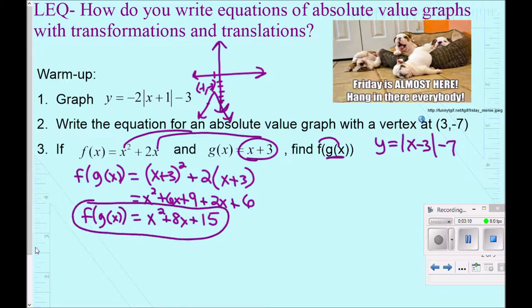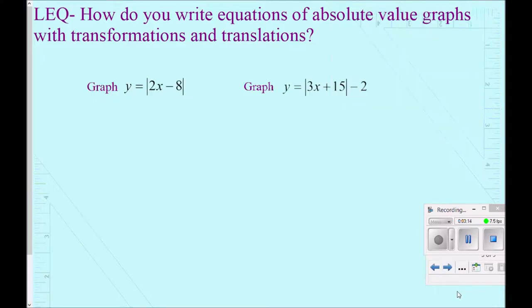Okay, so let's get started on the lesson. So first we're going to graph y equals the absolute value of 2x minus 8. So go ahead and put that in your notes.